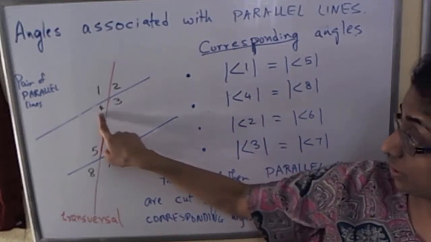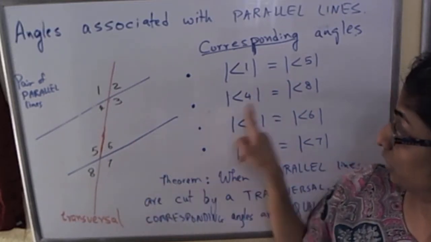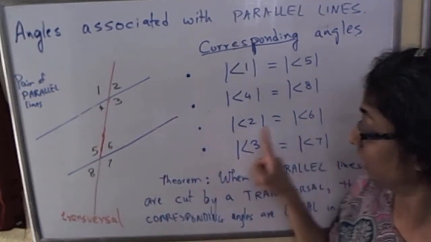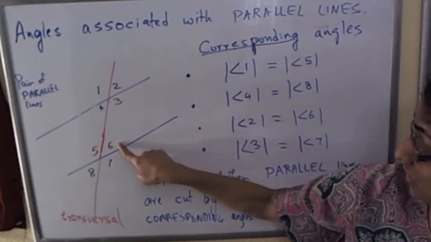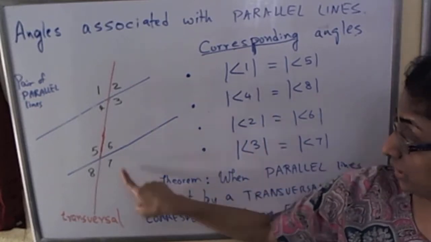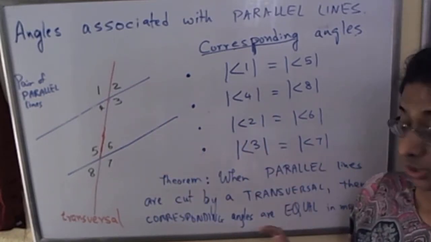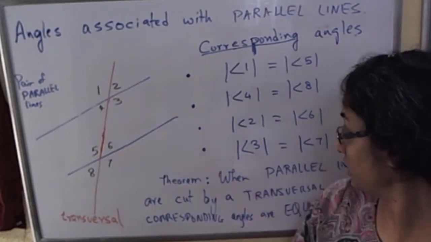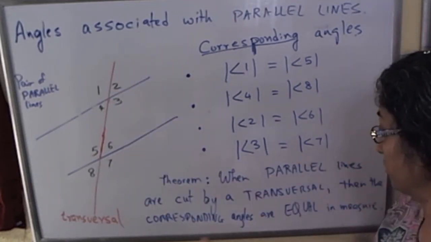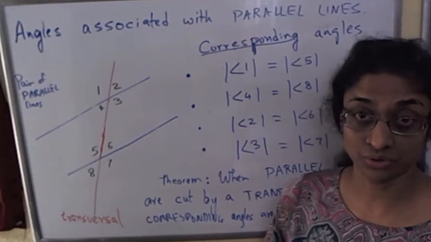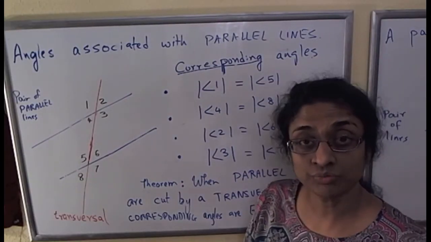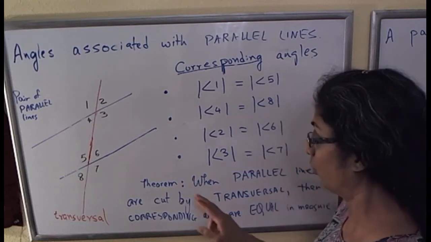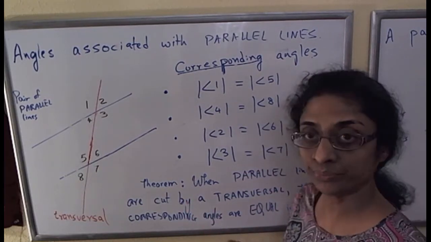You'll also notice 4 and 8 are corresponding angles, and they're equal in measure, just because these blue lines are parallel. Similar statement about 2 and 6, they're equal in measure. 3 and 7 are equal in measure. So the theorem we have is when parallel lines are cut by a transversal, then the corresponding angles are equal in measure. Now I want to convince you informally using transparencies why this theorem is true.